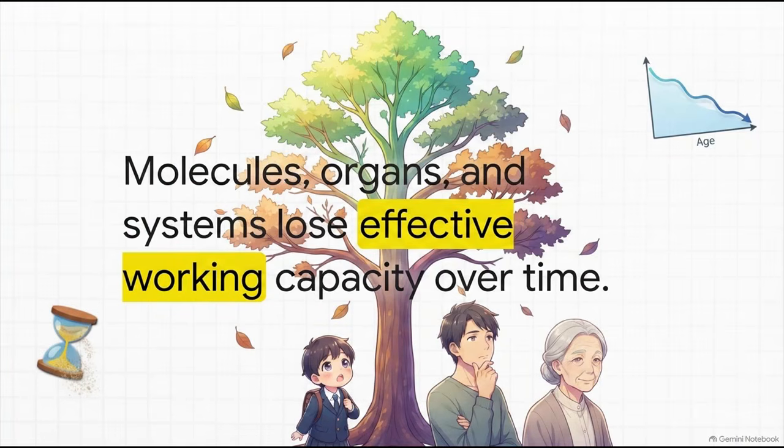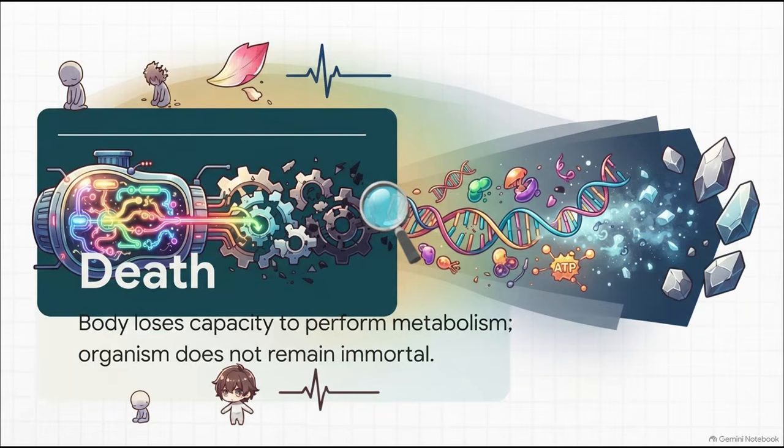Next up, section 5, aging and eventual death, the inevitable decline. So we have to follow this chronological arc to its conclusion. Growth and development, they don't last forever. Every metabolic engine eventually begins to wear down. At a certain point in any organism's life, the molecules, organs, and systems just start to lose their effective working capacity over time. And this is the biological process of aging. The body just isn't able to maintain its peak performance anymore, and the orchestrated systems begin to slow down. Ultimately, this leads to the final stage, death.